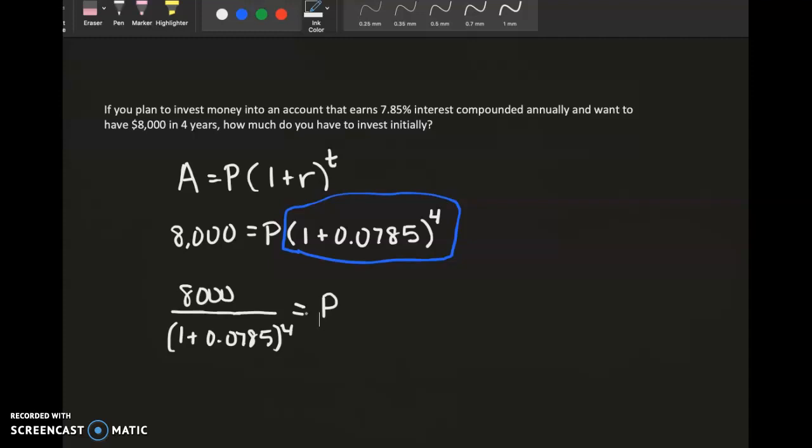8,000 divided by, make sure you use parentheses. In my calculator, I'm going to have 8,000 divided by, and then I'm going to put, here, I'll go ahead and write down what I'm doing. 8,000, I'm going to put this division symbol, and then I'm going to put a parenthesis and another parenthesis, 1 plus 0.0785 to the power of 4, and then another parenthesis. And so in my calculator, that's what that's going to look like.